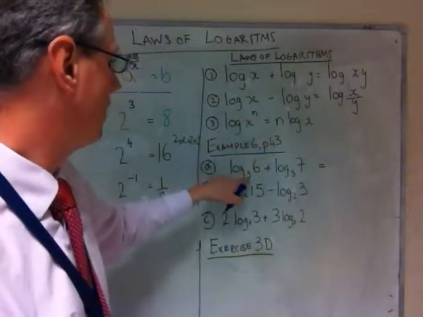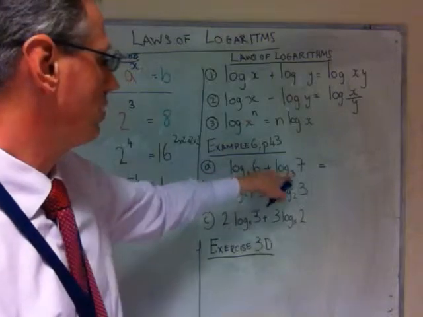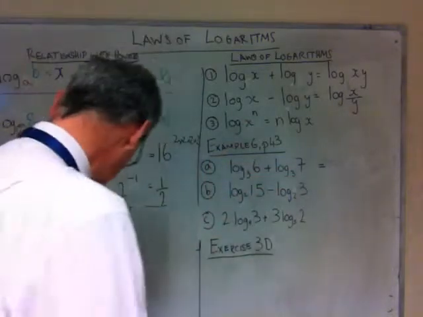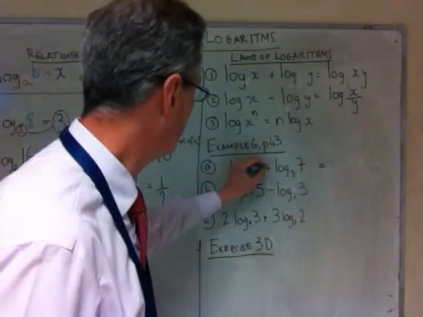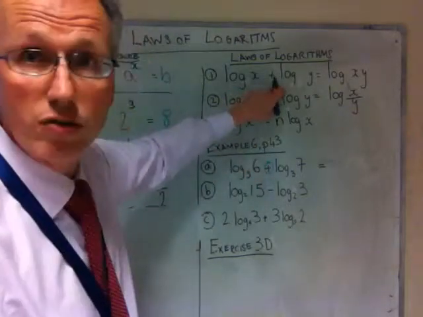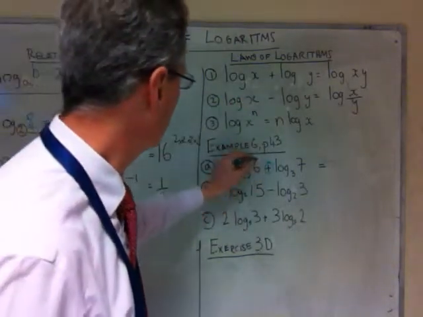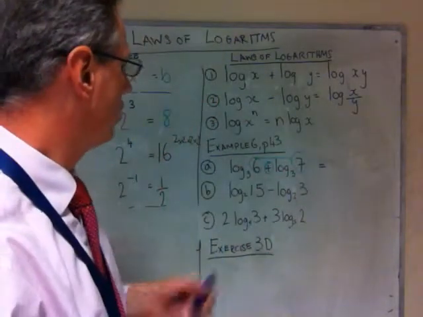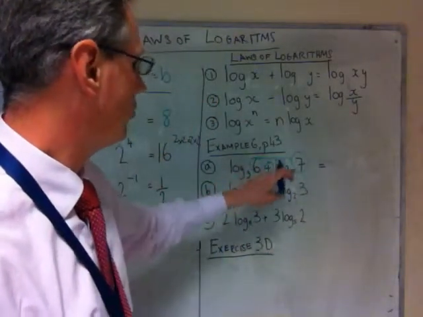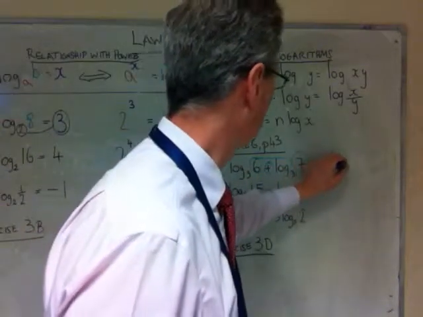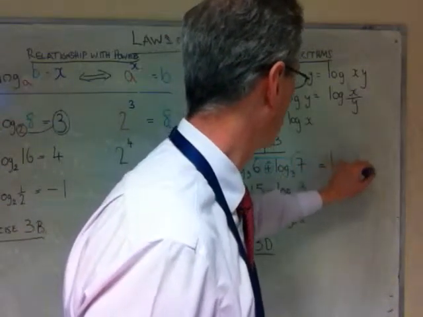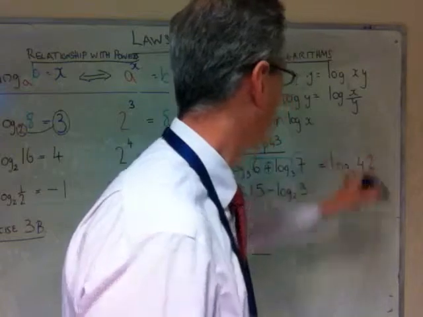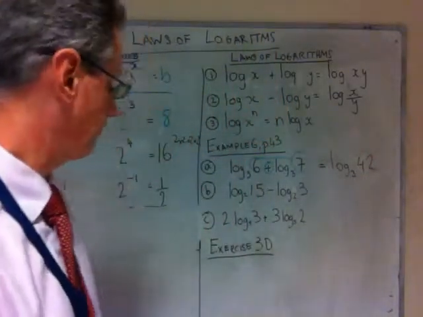Log to the base 3 of 6 plus log to the base 3 of 7. Well, first of all we have a plus, so we're following the first rule, and we end up multiplying those two together. So log to the base 3 of 6 plus log to the base 3 of 7 is log to the base 3 of 6 times 7, which is 42.